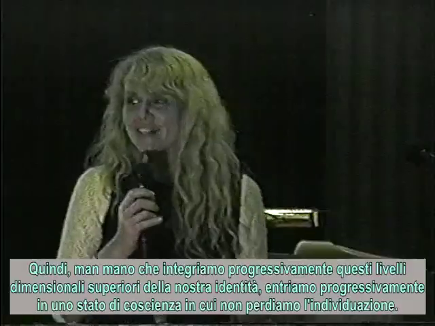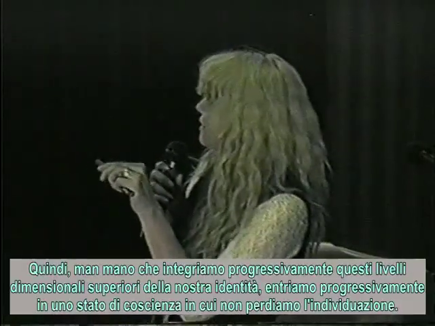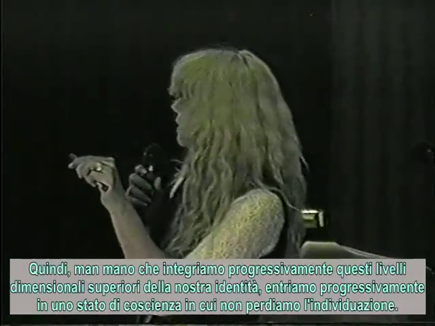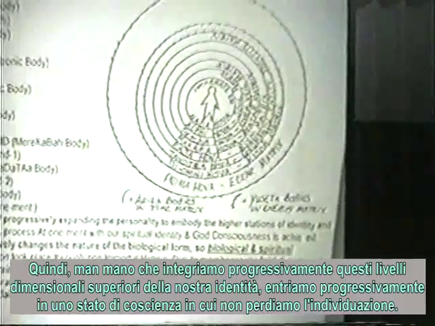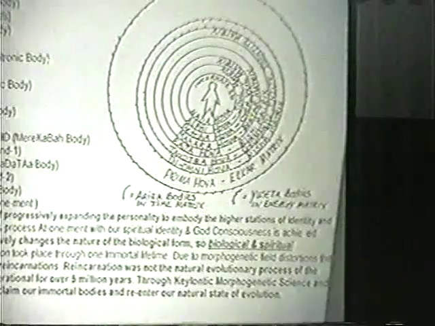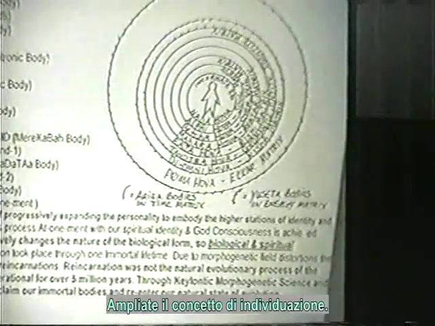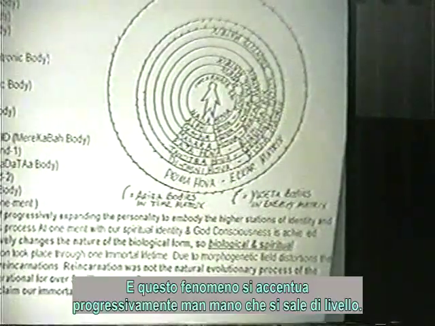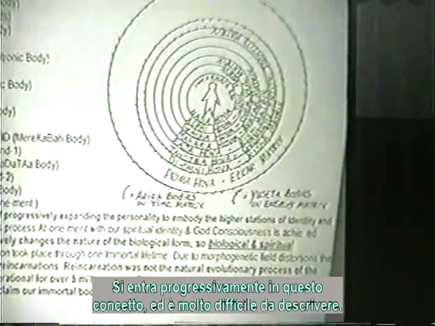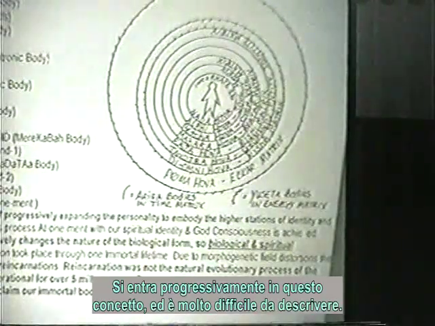So as we progressively integrate these higher dimensional levels of our identity, we progressively go into a state of consciousness where you don't lose individuation. You expand the concept of individuation. You become one that knows itself as many, but is still one. And that progressively goes, even the higher you expand, you progressively go into this concept. And it's very hard to describe.